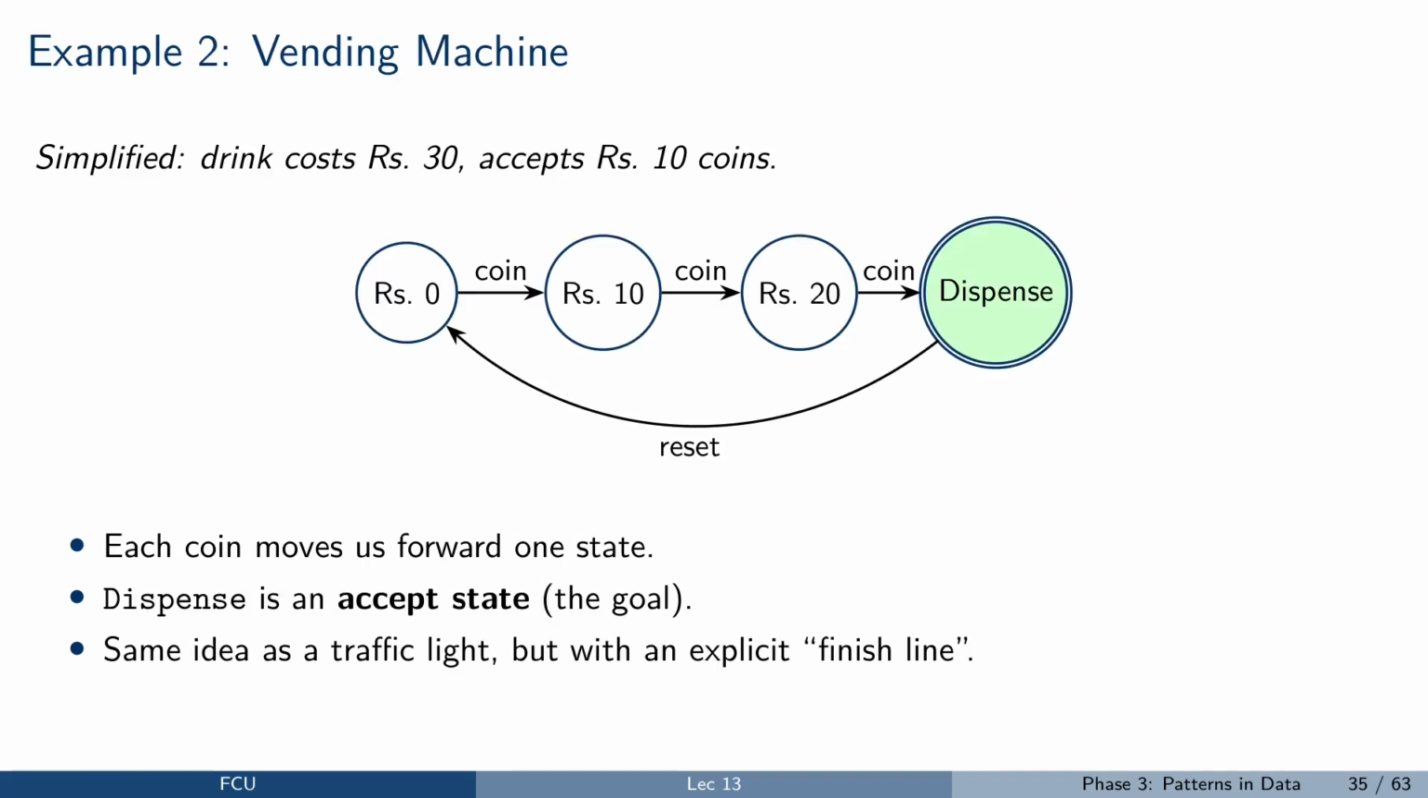Another example, vending machine आपने use की होगी. So vending machine में you initially there are states. Let's say आपके पास drink है and drink costs 30 rupees, and it accepts 10 rupees coins. I think this should be note. We don't have a coin, right, of 10 rupees.